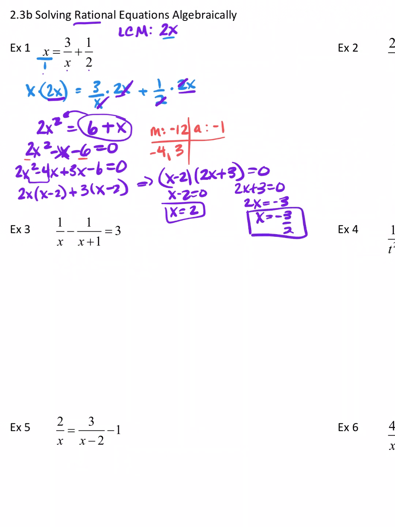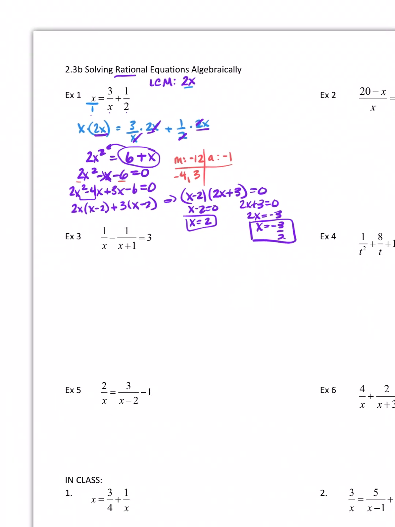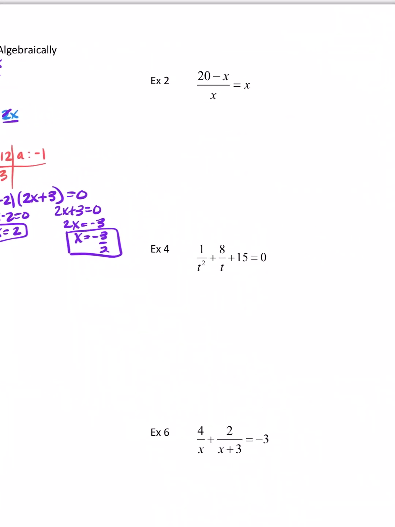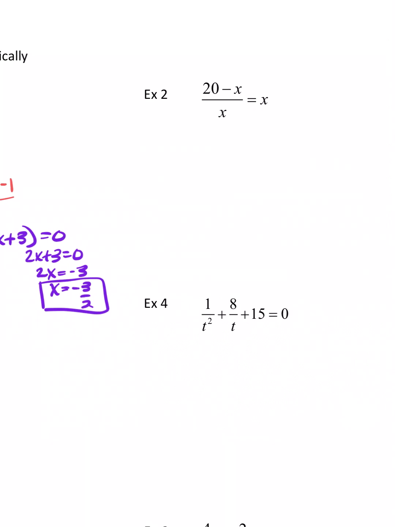All right, so solving the rationals is not that bad. You just got to find that least common multiple that's going to get rid of your fractions for you. Let's try another one. Number 2. Okay, so this x over here is x over 1, and my least common multiple on this guy is just x, right? So if I multiply both sides by x, let's see what happens. These x's will cancel out, so I'll have 20 minus x equals x squared.